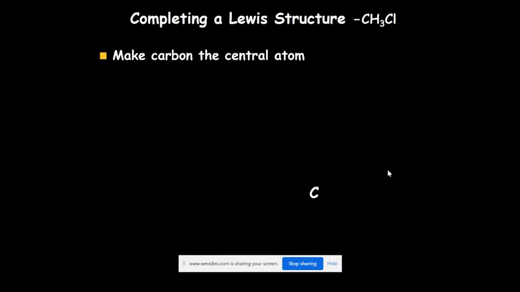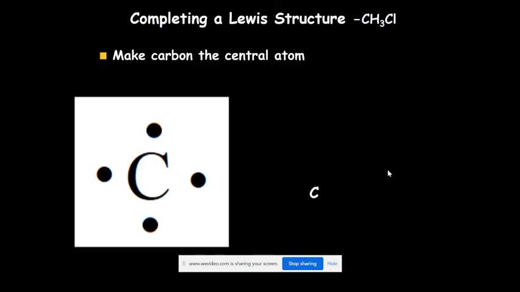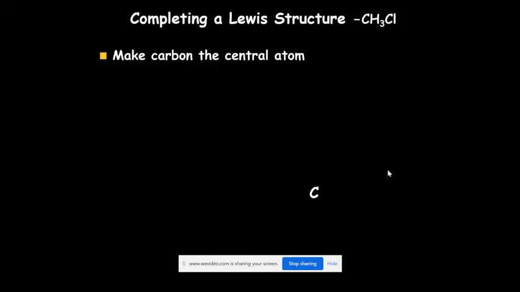Now, if carbon has 4 valence electrons, and they're arranged like this with 1 on each side, this means that it will form 4 bonds. This is great because we have 4 things to bond to it. You're going to make carbon the central atom, so you put it in the middle, and then you're going to put the other atoms around it. It doesn't matter which one you put first.